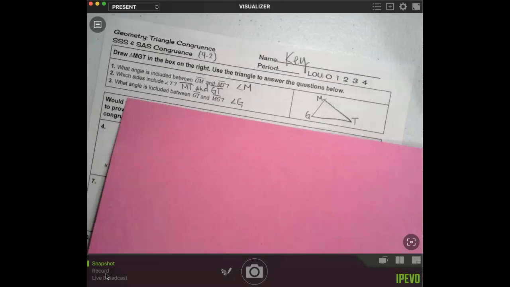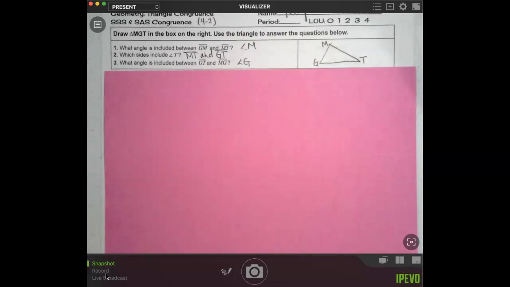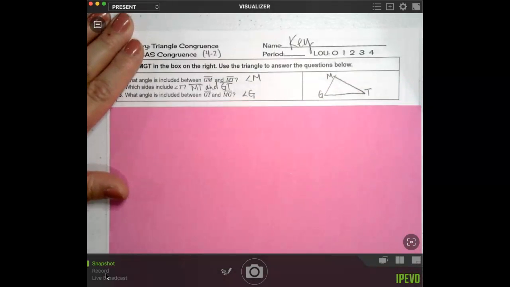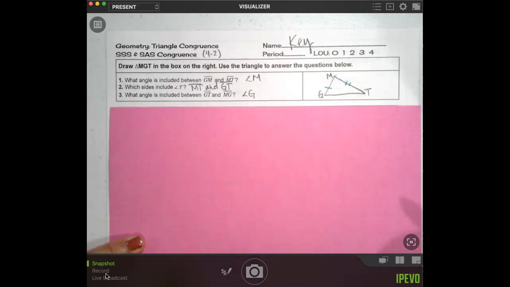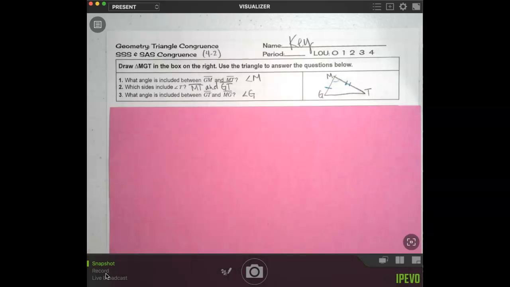The next page looks like this. Draw your picture, right? If we want an included angle between GM and MT, mark those. What angle is in between? Where do they connect at? Angle M.